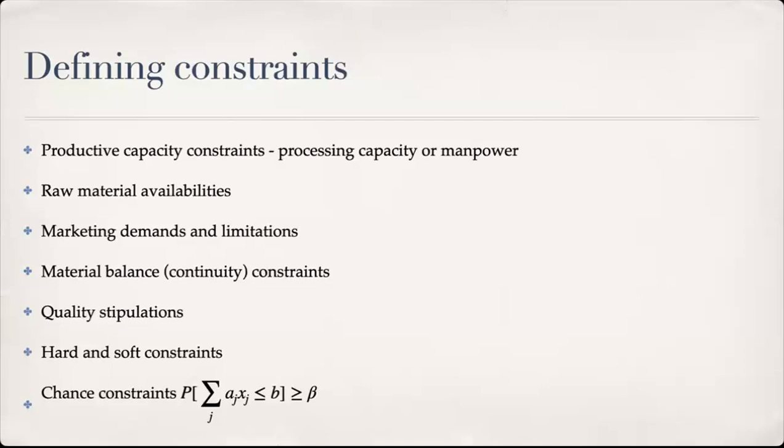And the last one is hard and soft constraint. This is interesting because you will see hard and soft constraints in dynamic optimization or optimal control problems. For soft constraint, of course, it can be violated for a certain period of time. But for hard constraint, you cannot violate the constraint at any time, right?